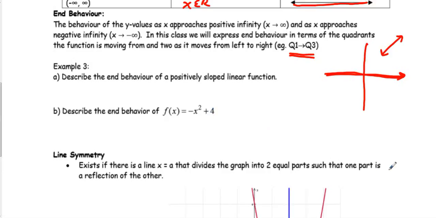So describe the end behavior of a positively sloped linear function. Well, here, I just drew a positively sloped linear function. Can you describe the end behavior? You're going to be going from quadrant 3 always. It has to start in quadrant 3. And it's going to go to quadrant 1.